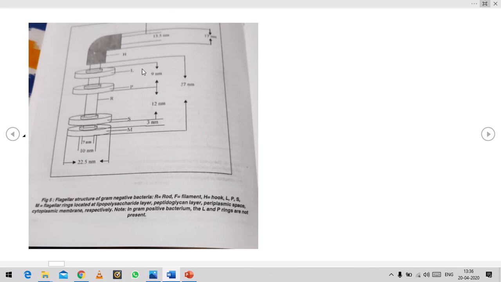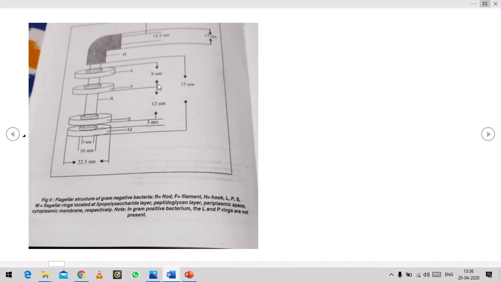Now the basal body consists of layers of rings, and there are 4 rings through which the rod gets inserted. The rings are named after the cell wall layers in which they are inserted. You can see very well in this diagram: 1, 2, 3, 4, L, P, S, M. The L ring is the lipopolysaccharide ring.